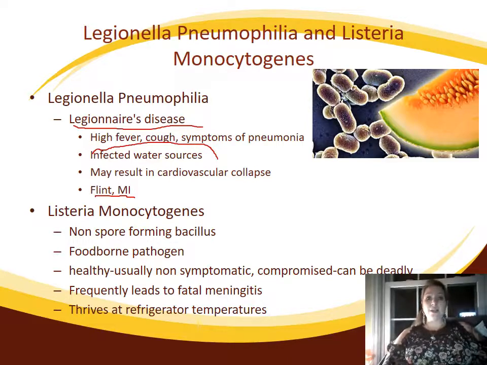We then have Listeria, which are non-spore-forming bacillus. They're a foodborne pathogen. They've been in the news quite a bit lately from Listeria infections in produce, mostly in spinach. In healthy individuals, they generally tend to be non-symptomatic, but for anyone that's immunocompromised it can be deadly, can lead to fatal meningitis, and it thrives at refrigerator temperatures.